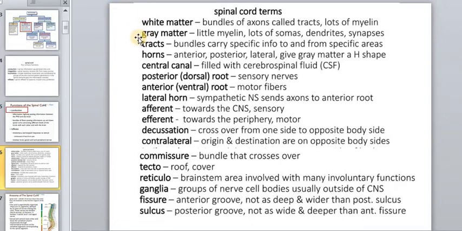White matter, you know, gray matter, tracts, horns, central channel, posterior dorsal root, anterior ventral root, lateral horn, afferent, contralateral, commissure, tectum, reticular, ganglia, fissure, and sulcus. You know all these terms, I hope, from anatomy, but just like your dictionary about spinal cord terms.